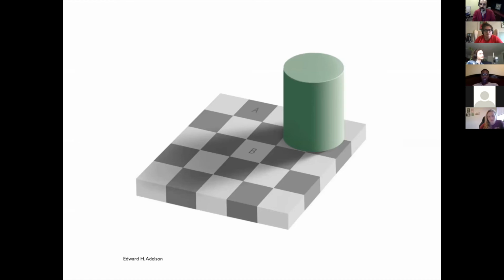The point, we will go into the details on this. This is just a tour. Point A and point B are the same gray, right? But why do you perceive point B white and point A dark? Because point B is under a shadow. So you kind of take away the effect of shadow.